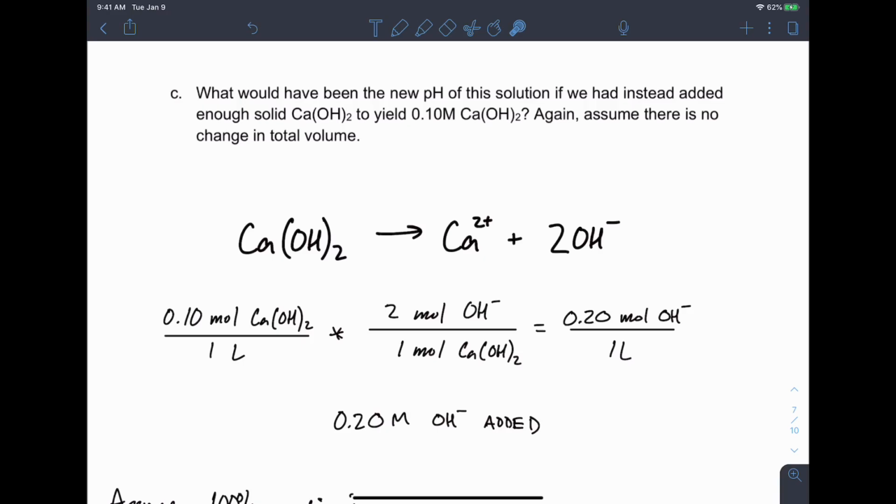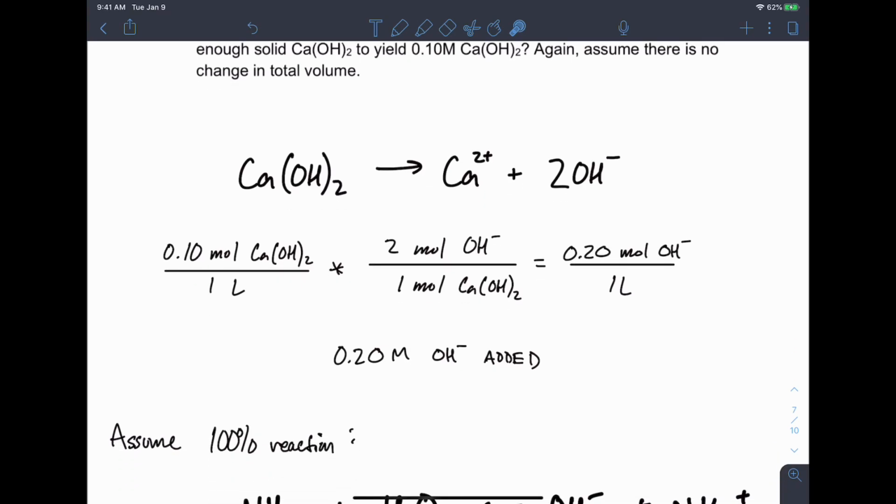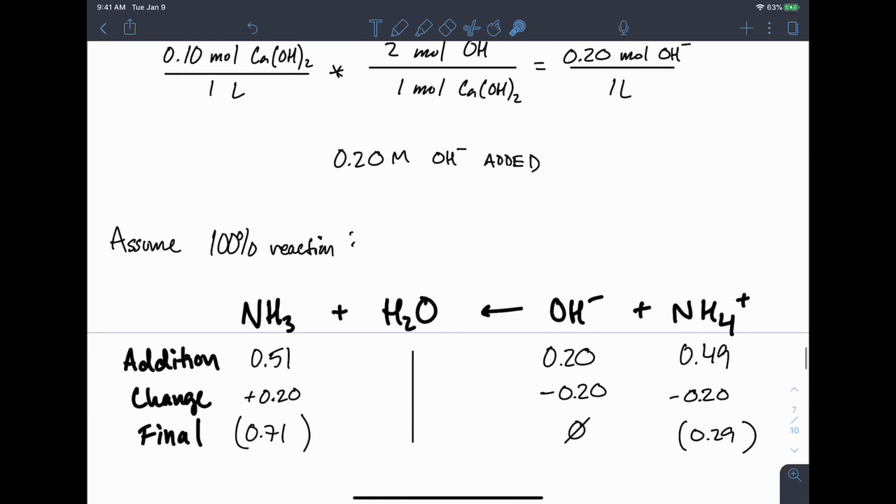So if we take this balanced chemical equation, for every 1 mole of calcium hydroxide that I put in, I'm getting out 2 moles of hydroxide ions. So if we real quickly convert from molar calcium hydroxide into molar hydroxide, we can see that we actually have essentially double the concentration of hydroxide ions relative to the concentration of calcium hydroxide. So what we're again going to do is assume that we have a 100% reaction.